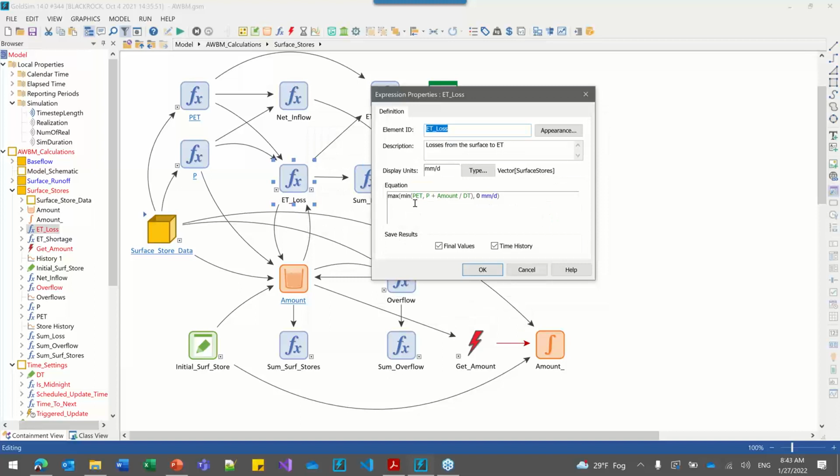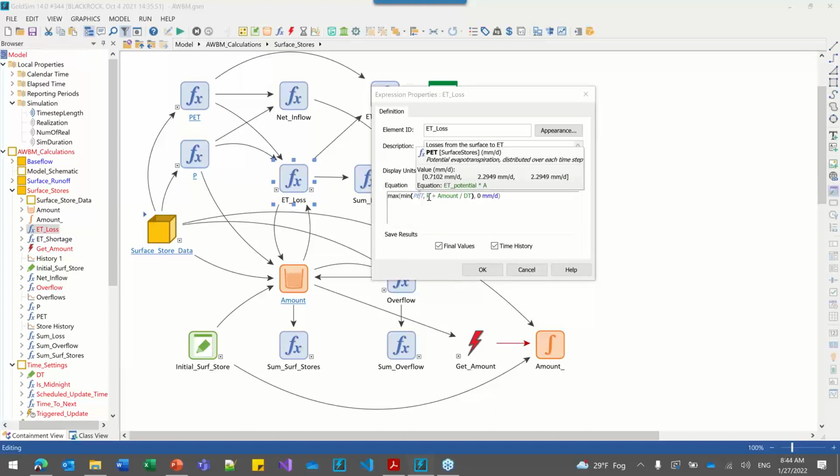ET losses is calculated as a function of the amount that's currently in storage. If it happens to be less than the evapotranspiration amount that we're asking for, so that's the potential ET, that's why it's PET, potential ET. So we take the minimum of what we're asking for, or the precip coming in plus the amount divided by dt. So the amount divided by 1 day in our case. So you can see that if you changed this model to an hourly time step, dt would have to be changed as well, because you're making the assumption that we are operating on a 1 hour time step with our inflows or our precip values.